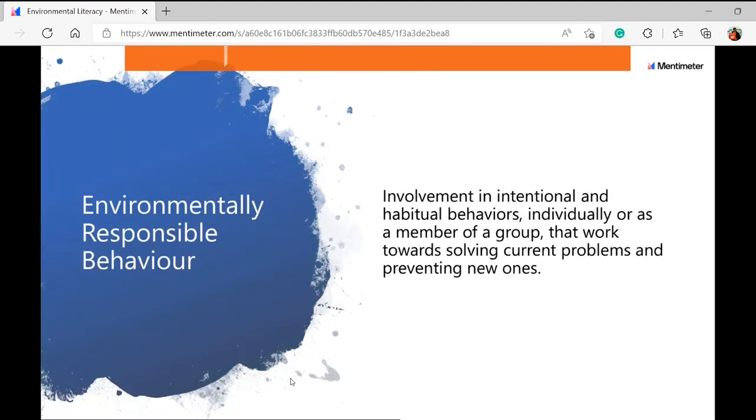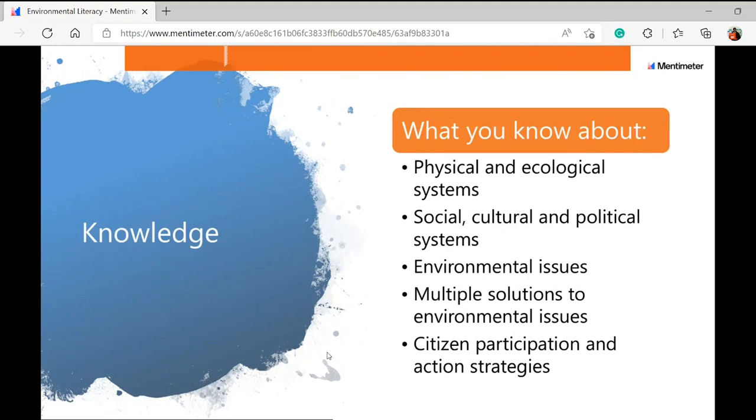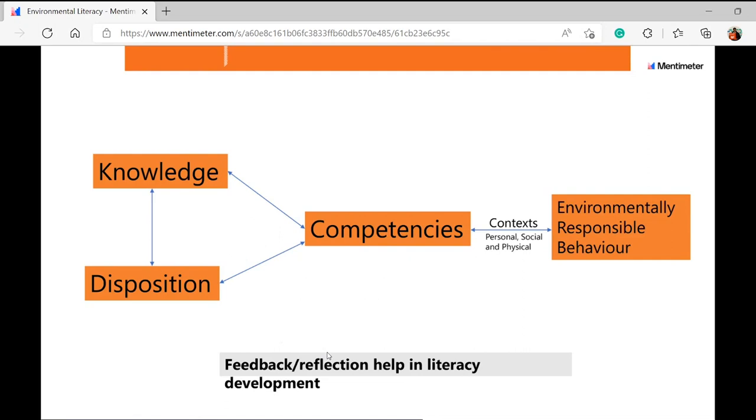And which ultimately leads to environmentally responsible behavior, which is involvement in intentional and habitual behaviors, individually or as a member of a group, that works towards solving current problems and preventing new ones. So if we look at environmental literacy and education within this, we are looking at changing behaviors as a literacy outcome, or building dispositions, building competencies, and different areas of knowledge domain. And we have to work on all aspects and see this as part of education or environmental education. And they interact with each other.